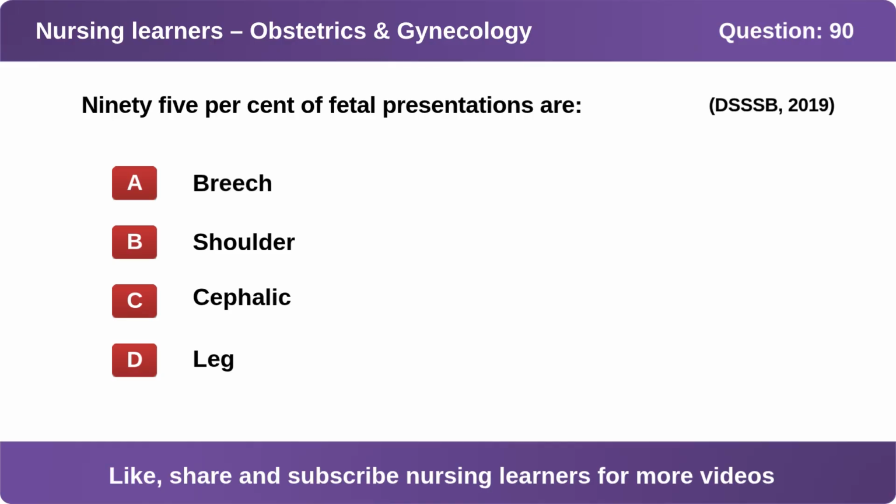Question 90. 95% of fetal presentations are A. Breech, B. Shoulder, C. Cephalic, or D. Leg.